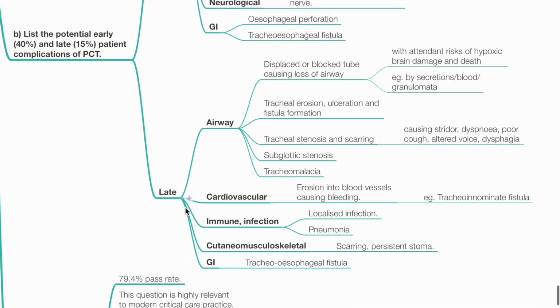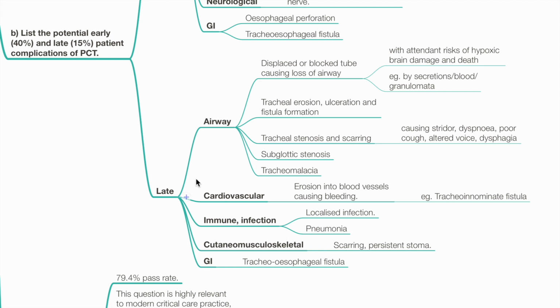Late complications include displacement or blocked tube causing loss of airway, for example by secretions, blood, or granuloma. This may lead to hypoxic brain damage and death. Tracheal erosion, ulceration, fistula formation, stenosis and scarring may occur. Tracheomalacia and subglottic stenosis may occur.